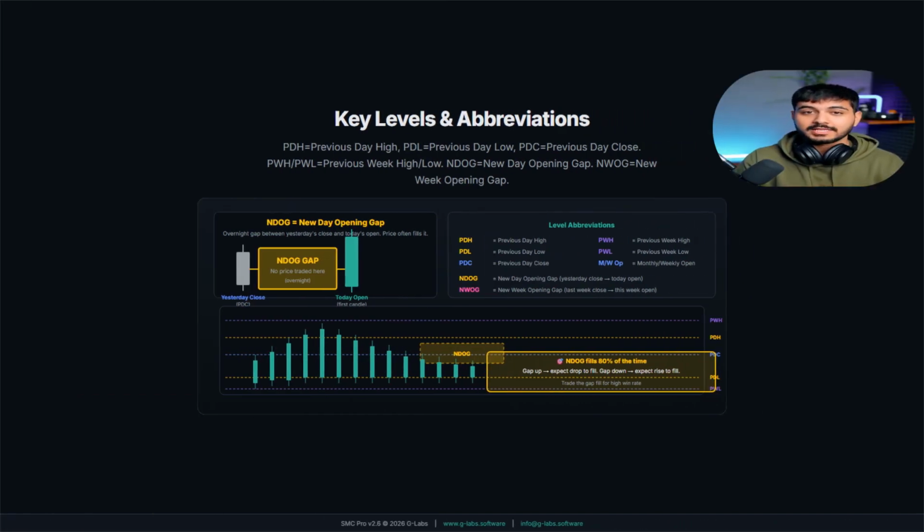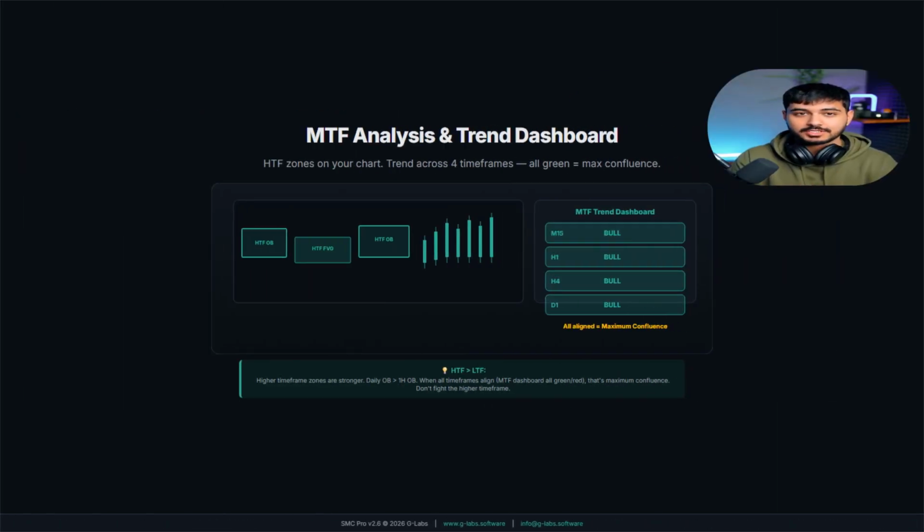Key levels: PDH, previous day high; PDL, previous day low; PDC, previous day close; PWH, previous week high; PWL, previous week low. NDOG is new day opening gap, the gap between yesterday's close and today's open. NWOG is new week opening gap. Gaps act as magnets. MWOP is monthly and weekly open. Higher time frame zones are stronger. A daily order block is more powerful than a 1-hour order block. When you see an HTF zone, respect it.